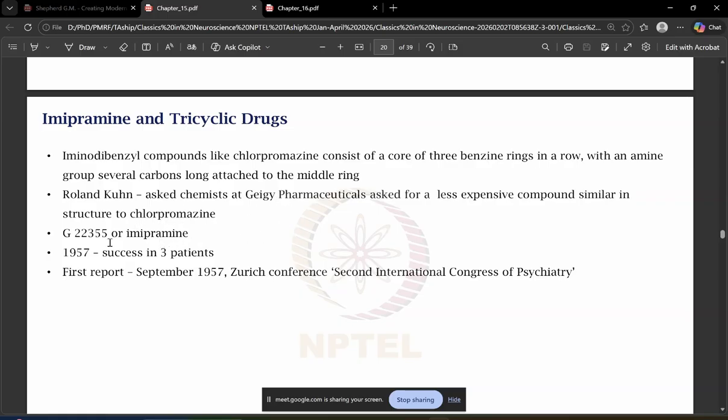So they gave him G22355 or imipramine, and that had not been used previously. It was just lying around waiting to be studied basically. He administered this imipramine to a wide range of different kinds of patients. But initially, he did not have any success. He was not able to see anything worthwhile. But he continued to persist. And later in 1957, he was successful.